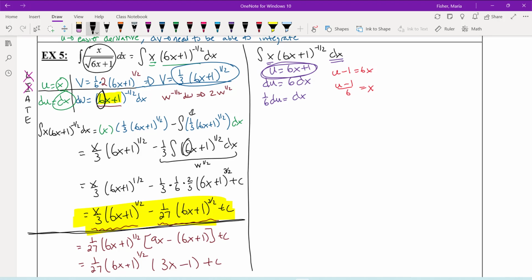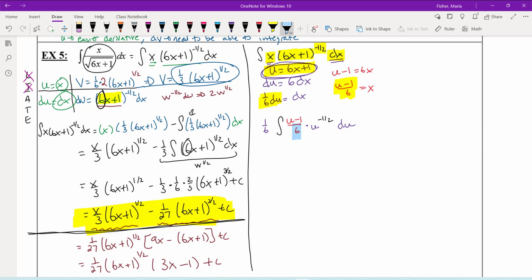I could then take everything in this integrand and rewrite it with u's. I could make my x into u minus 1 over 6. I could make my 6x plus 1 to the negative 1/2 a u to the negative 1/2. And I could make my dx a 1/6 du.